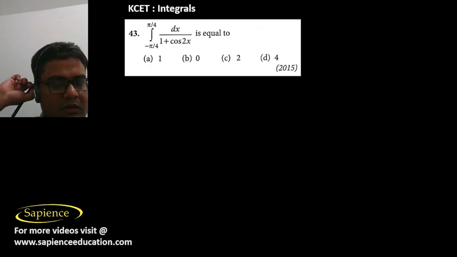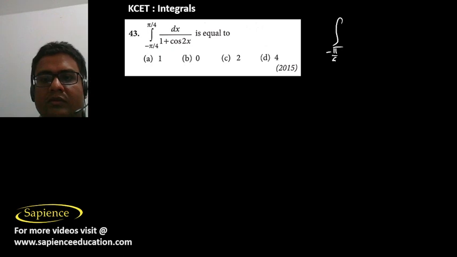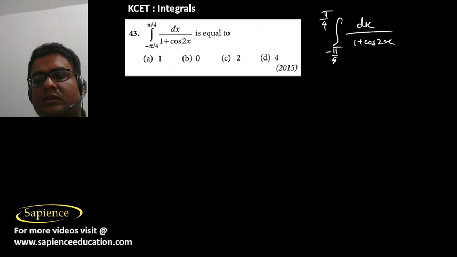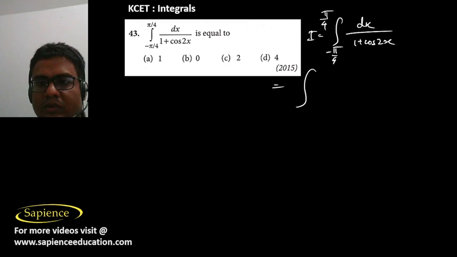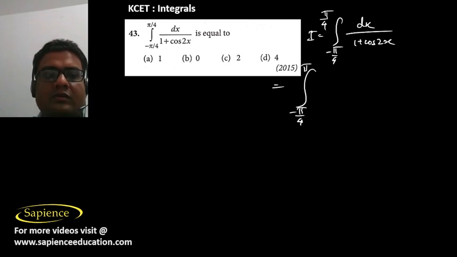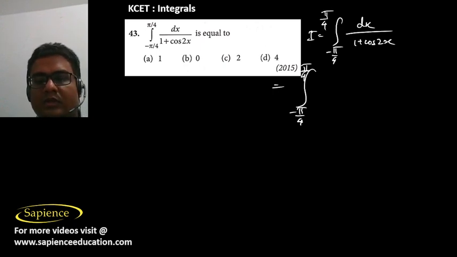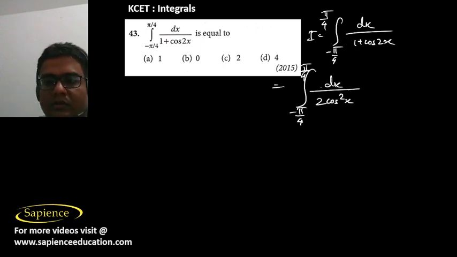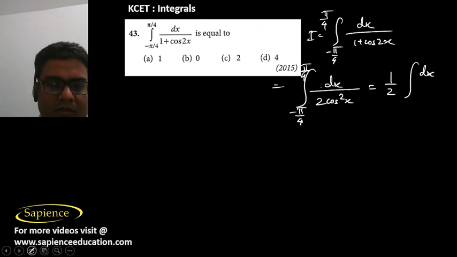Then in question number 43, it is told that we find the integral from minus pi by 4 to pi by 4 of dx by 1 plus cos 2x. Now 1 plus cos 2x is 2 cos square x. So the integral from minus pi by 4 to pi by 4 is dx by 2 cos square x. This is equal to 1 by 2 into integral dx by, sorry, this is secant, 1 by cos square x is sec square x.